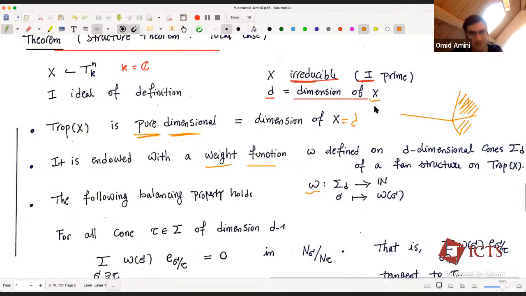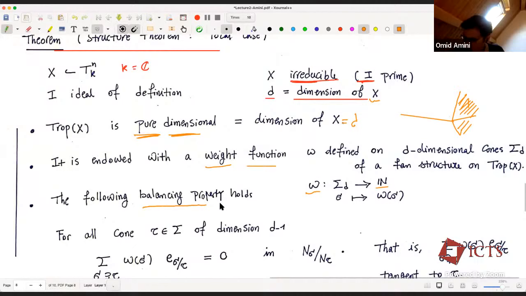Okay, it takes some time to set up the terminology and to see what it is, but in the notes I sent you, you can find the description of the weights. But the sense is that this is a weight function. It takes values inside the positive integers. And it verifies this fundamental property, which is the balancing property.